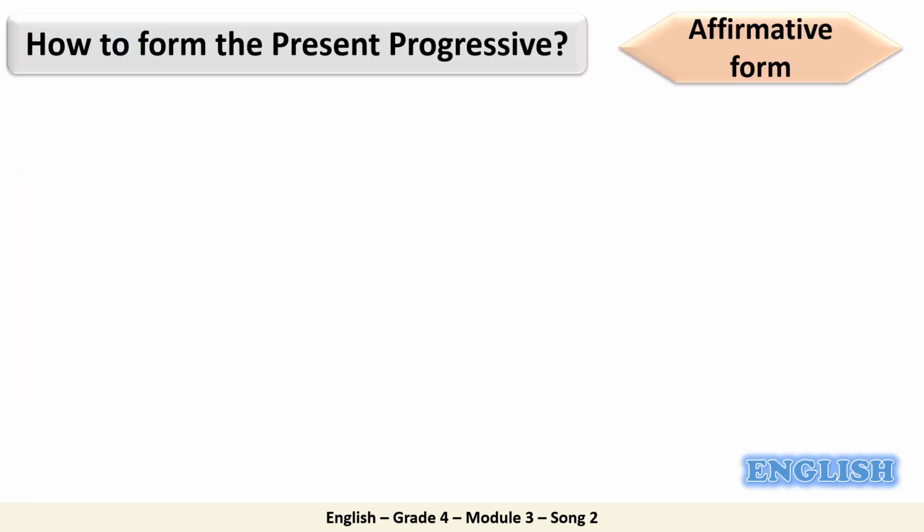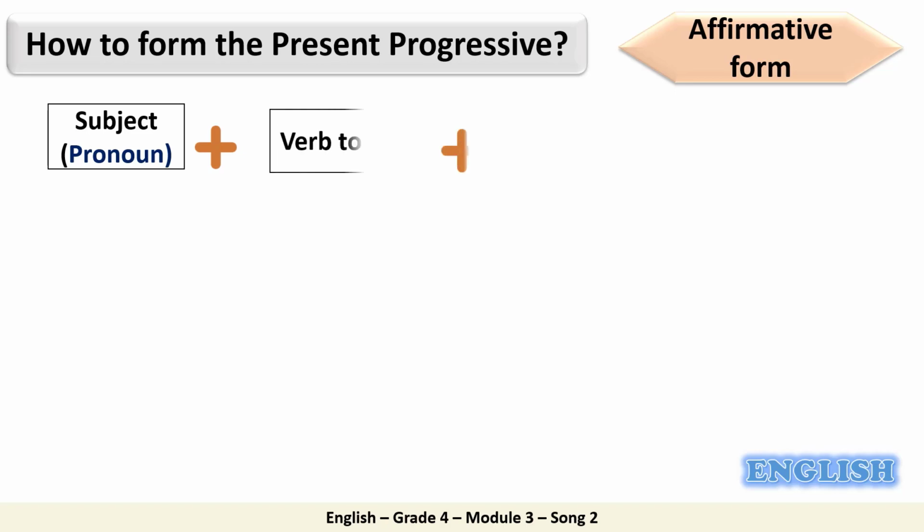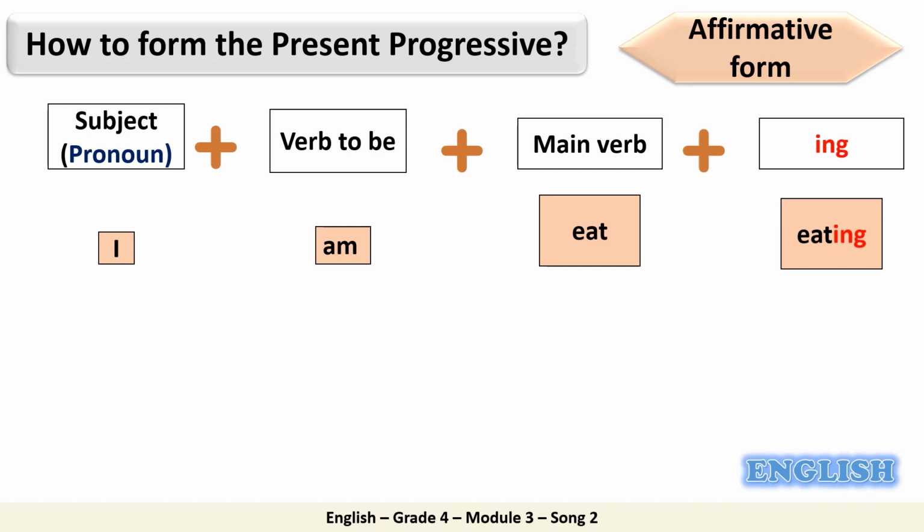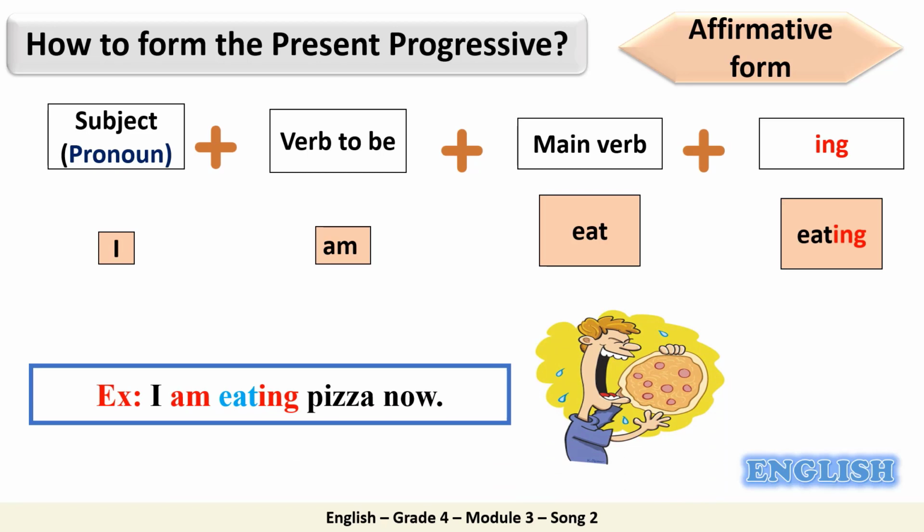And now, let's learn how to form the present progressive in the affirmative form. First, we need the subject, and the subject can be a noun or a pronoun. And then we need the verb to be, and we need the main verb, and finally, the ing. Let's start with the pronoun I, and the correct verb to be form is am. Excellent. Then the main verb eat, and finally the ing. For example, I'm eating pizza now.